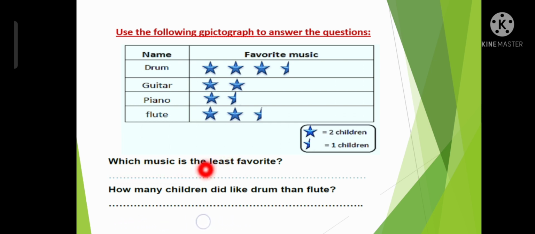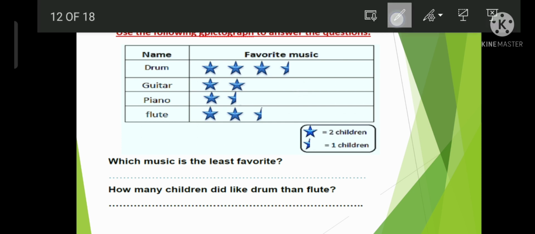The least means the same as the fewest. At first, drum, how many children? 2, 4, 6, and 7. Drum, 7 children, guitar, 4 children, piano, 3 children, and the flute, 5 children. So which is least? Piano.